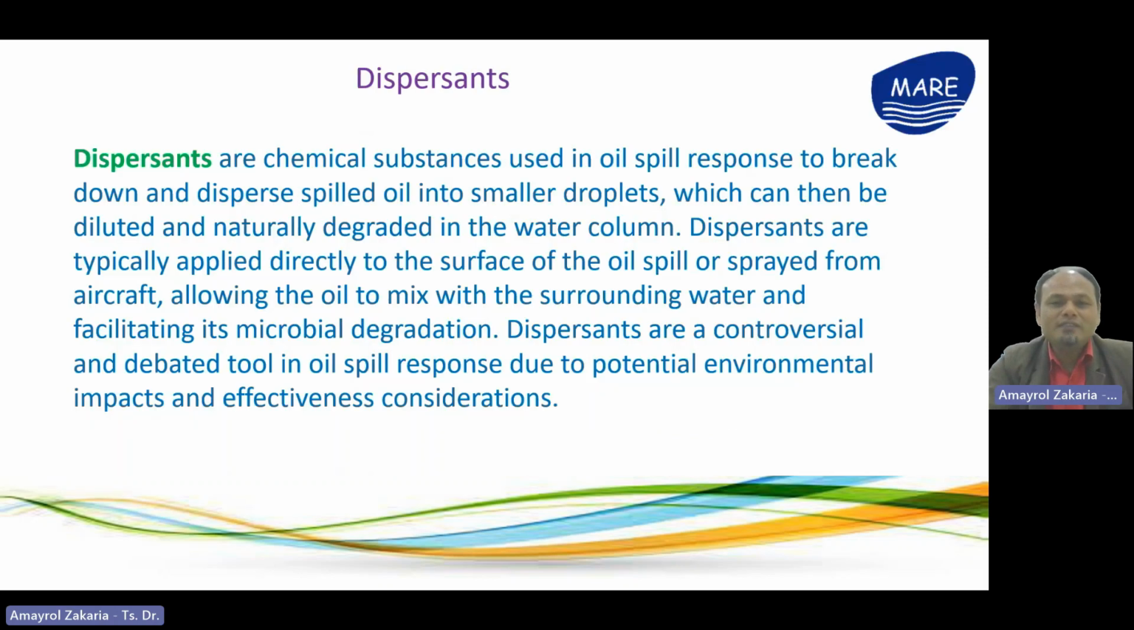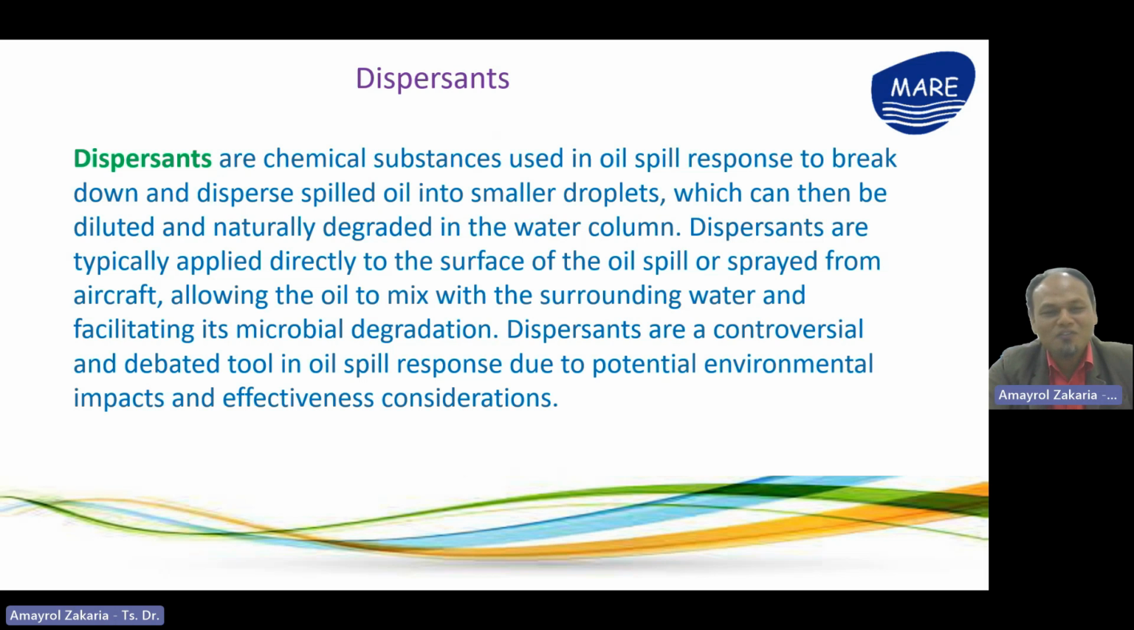All right. And what is this dispersant? It is a kind of chemical substance used in oil spill response to break down and disperse spill oil into smaller droplets, which can then be diluted and naturally degraded in the water column. Dispersants are typically applied directly to the surface of the oil spill or sprayed from aircraft, allowing the oil to mix with the surrounding water and facilitating its microbial degradation.